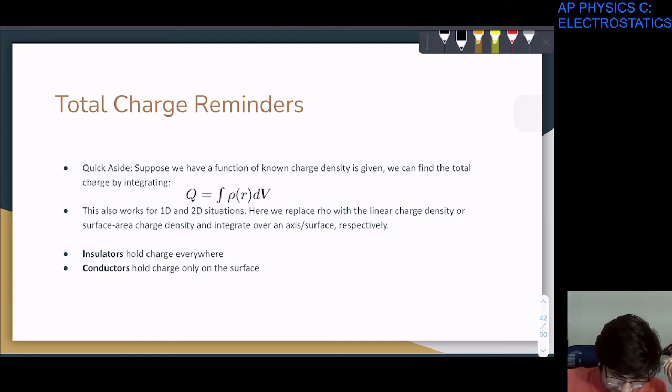And remember from the very beginning slides that we had certain materials and would run charges through them, and we noticed that for some class of materials, which we call insulators, we wouldn't be able to pass charge through, but for conductors we were able to. So insulators hold charge everywhere, and for conductors, what we see is that they only hold charge on the surface.